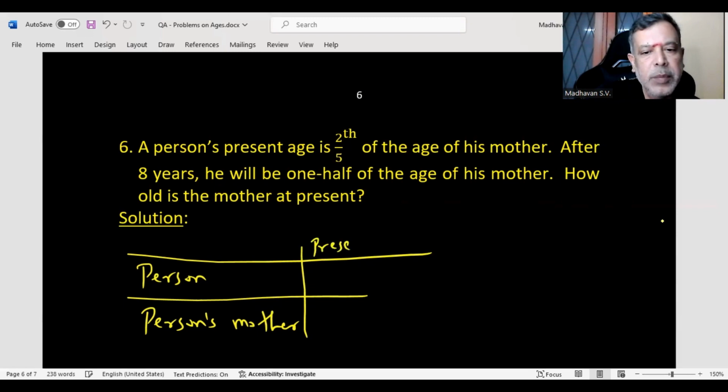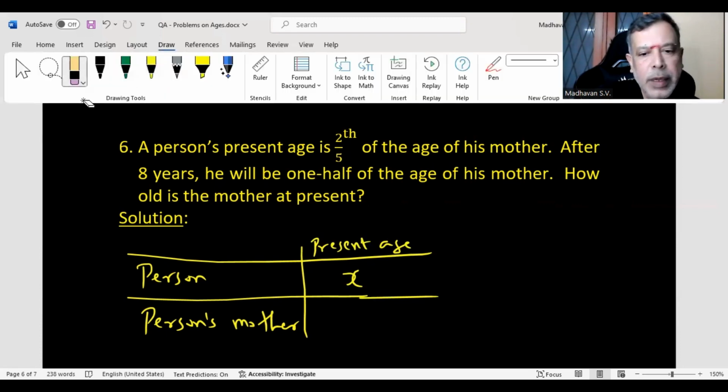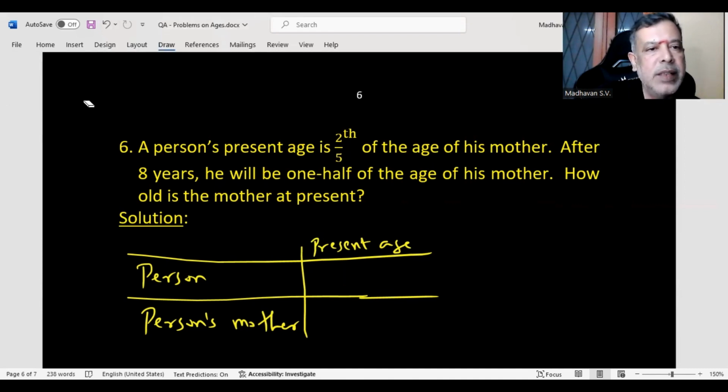First one, we'll consider present age for the person as X. Or let me do one thing. Let me consider his mother's age as X.